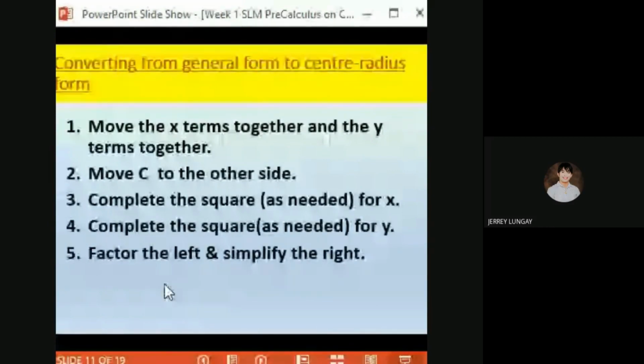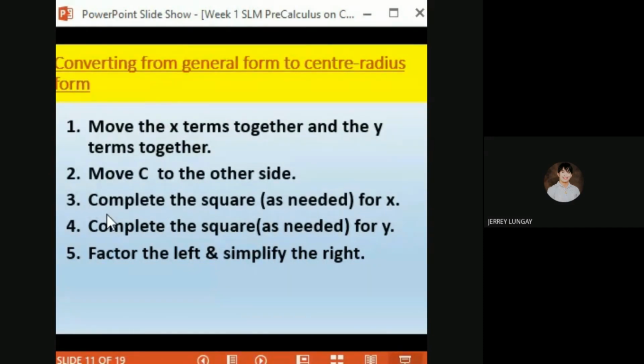So, let us convert. Example number one, so we will proceed. Step number one, move the x terms together. So, we combine all the x terms and all the y terms. Step number two, move C to the other side. So, what does it mean about C, class? What is C? C is the center, no? Not the center.